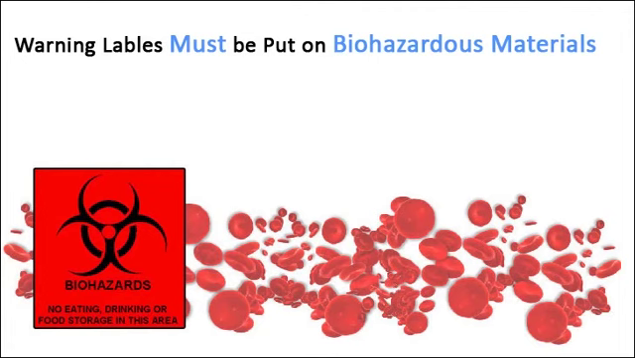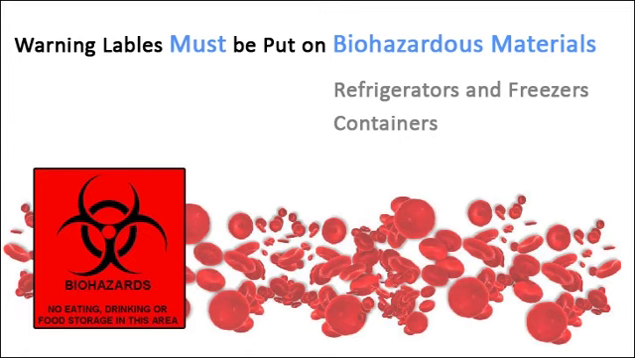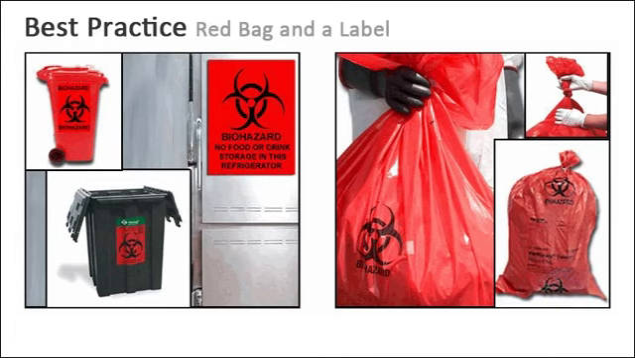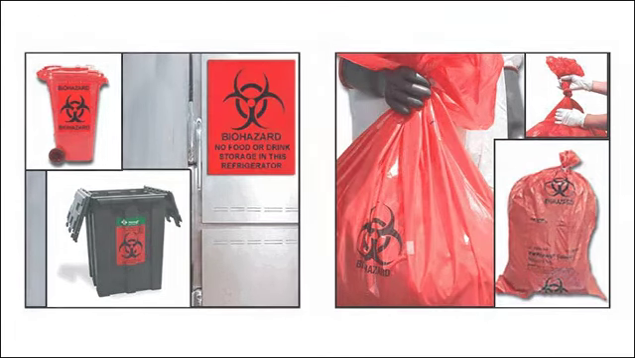Warning labels must be put on anything that contains biohazardous materials, including refrigerators and freezers containing blood or other infectious materials, containers used to store, transport, or ship blood, organs, or other materials, and waste containers. These labels must have the biohazard symbol and must be fluorescent orange or orange-red, or predominantly so, with lettering and symbols in a contrasting color. Generally, red bags or red containers may be substituted for labels, but it is a best practice to have both a red bag and a label. Some states require both.